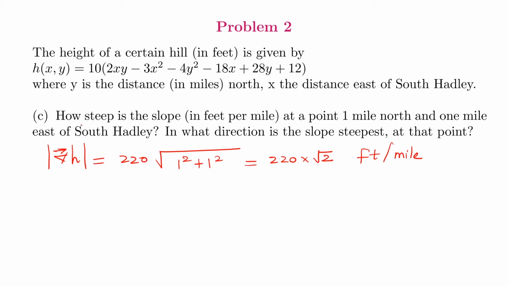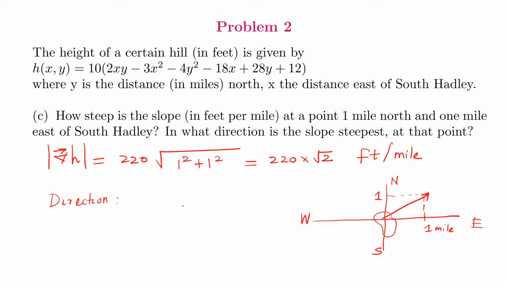This is the first part. How steep is the slope at a point 1 mile north and 1 mile east of South Hadley? And the second part is, in what direction is the slope steepest at that point? So the direction is northwest.